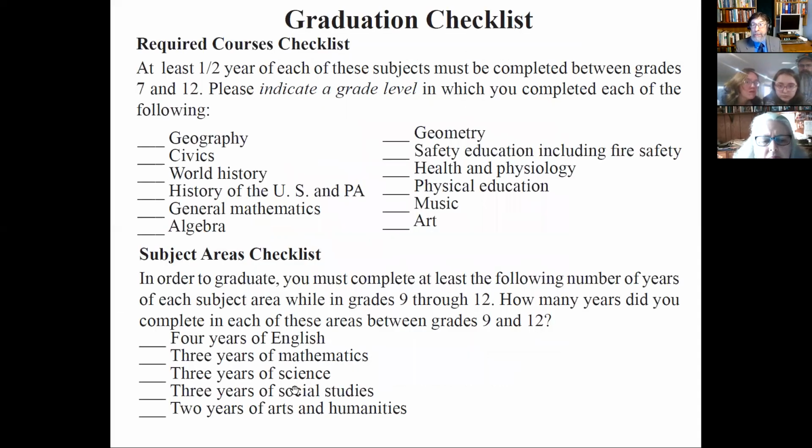Now, the graduation checklist, here are the requirements for PHAA. They're in our diploma guide. These are the courses that have to be taken between 7th and 12th grades. And these are what you have to do. Now, it takes 4 years to do 4 years of English. You can't do 2 years in 1 year. So it takes 4 years.